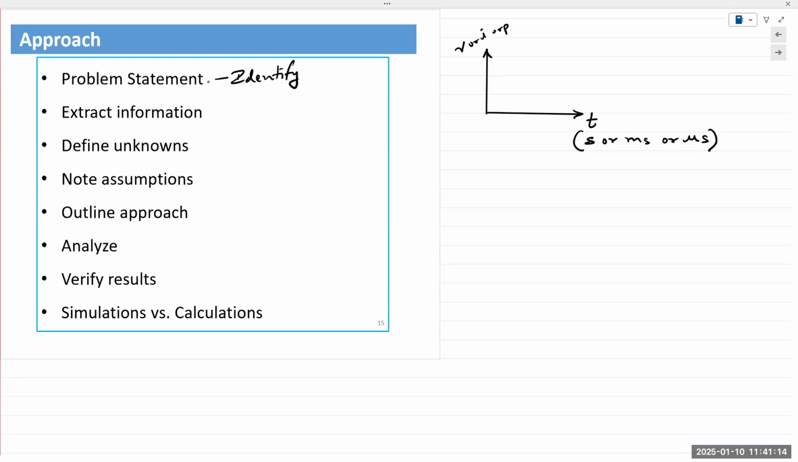Okay, so extract as much information as you can from the circuit diagram, from the graphs and the charts, from the words, from the problem statement. So basically, given information. Define your unknowns. What is it that you're trying to find, right? What is it that you're trying to determine? There's voltage, current, power, resistance.